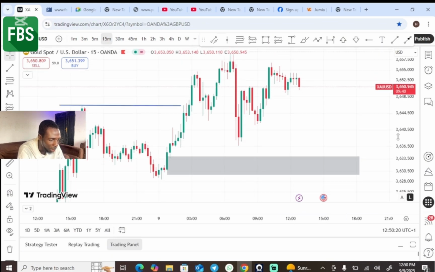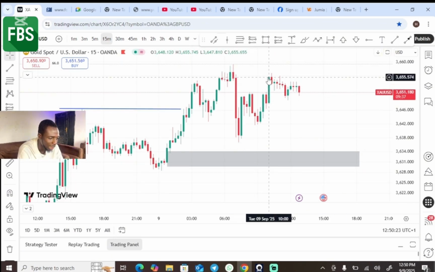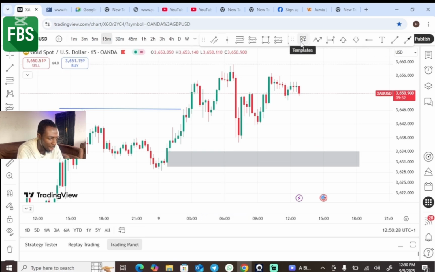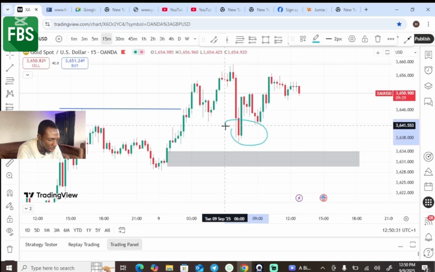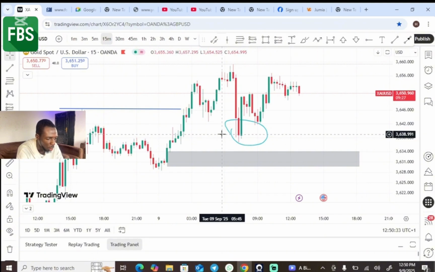And funny enough, the market has already built in liquidity. So the market has built in liquidity here on our 15-minute time frame right now. So let me mark the liquidity being built up here. So this is the liquidity here. The market has built in liquidity on our 15-minute time frame.